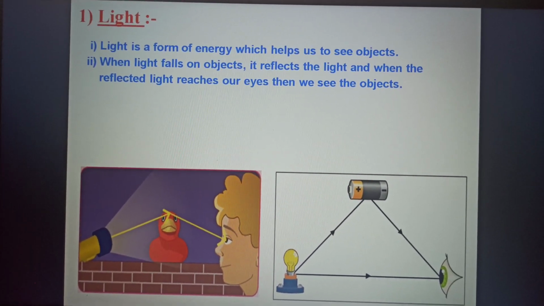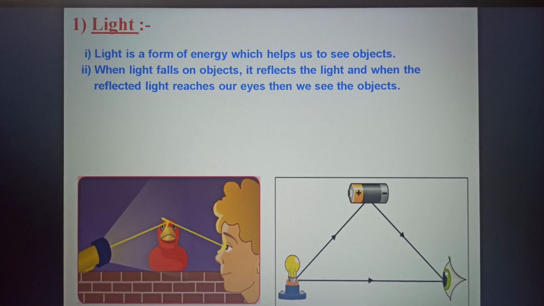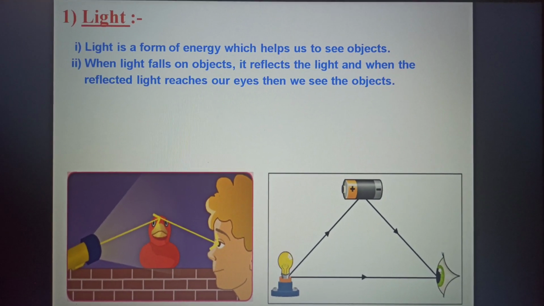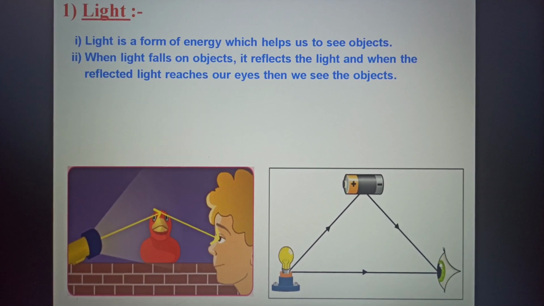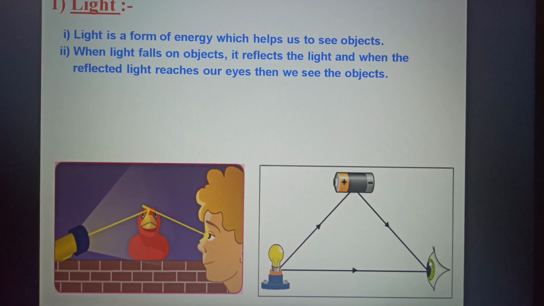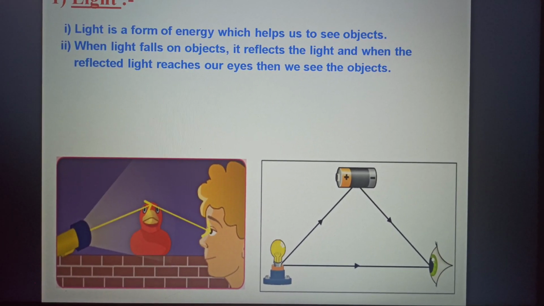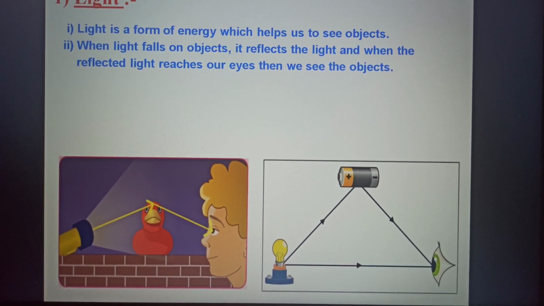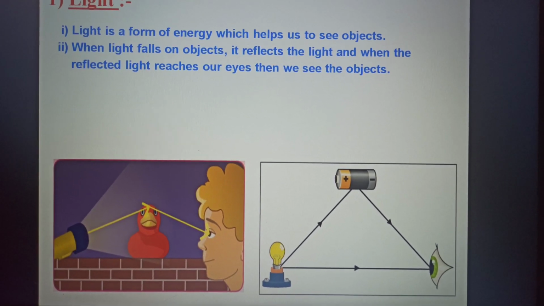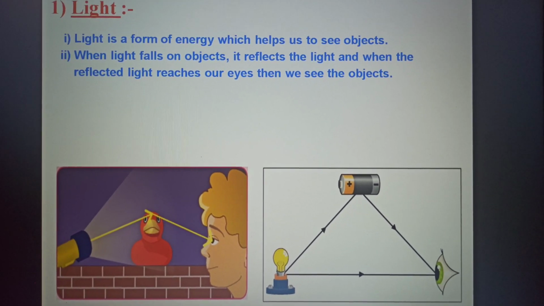Now what's the meaning of this point? You might have a doubt: how can we see the objects around us? When light falls on any object, the object reflects the light rays, and these reflected light rays reach our eyes, and that is how we see the objects which are present around us. I hope you are clear with this point.